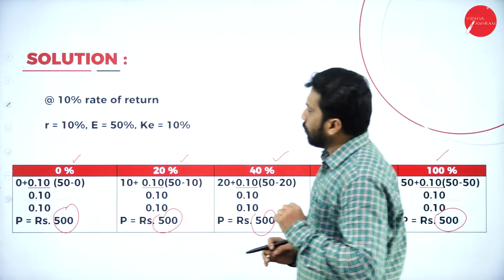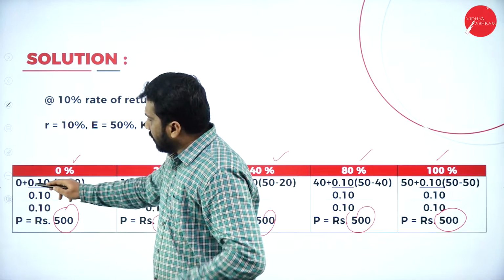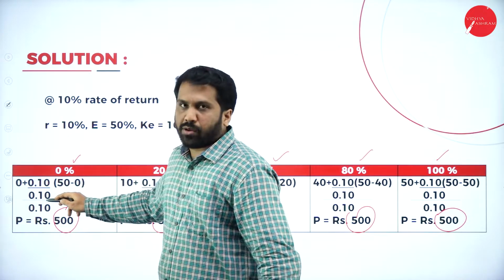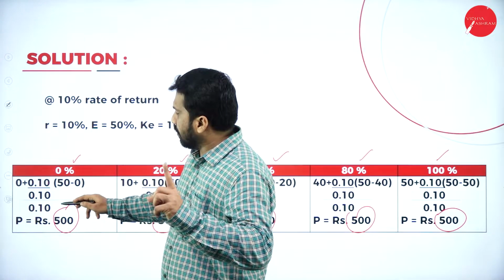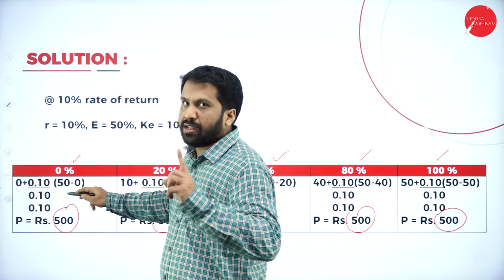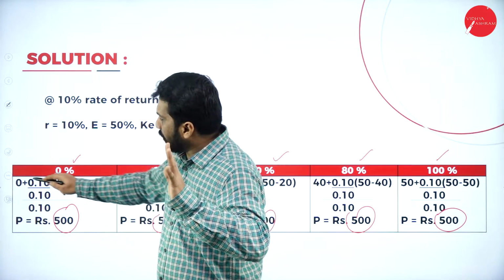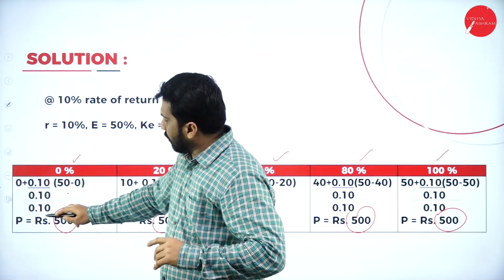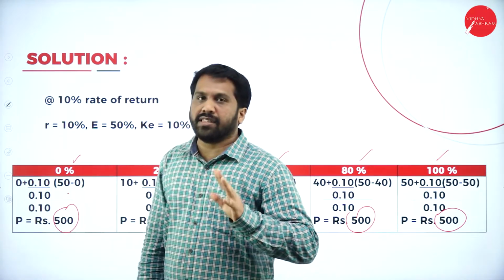Why? Because how to calculate, remember, 0.10 divided by 0.10, you will get 1. 1 into 50, how much you will get? 50. 50 plus 0, 50. Divided by 0.10, your answer is 500.